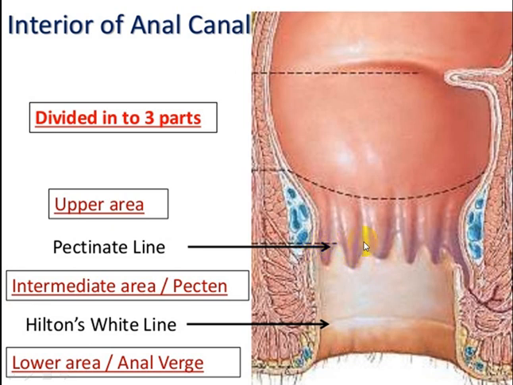Above the pectinate line there is a zone which is called the columnar zone. This columnar zone can be subdivided into two parts. The lower half is called the transitional zone, because of the mixture of columnar epithelium and squamous epithelium. In the upper half there is only columnar epithelium, which is the extension of the mucosa of the rectum.